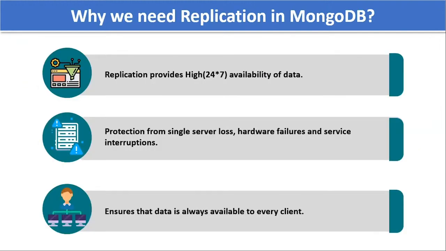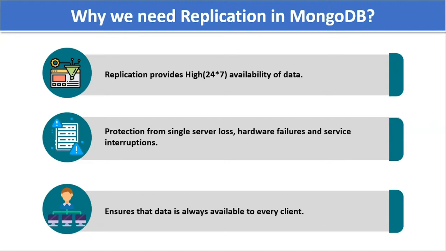Now, why do we need replication in MongoDB? There are various factors that we can take into account, but these are the main reasons why we need replication. The first one is that replication provides high availability of data. As discussed earlier, the main purpose of replication is to provide high availability and data redundancy by storing the data in multiple servers rather than one.